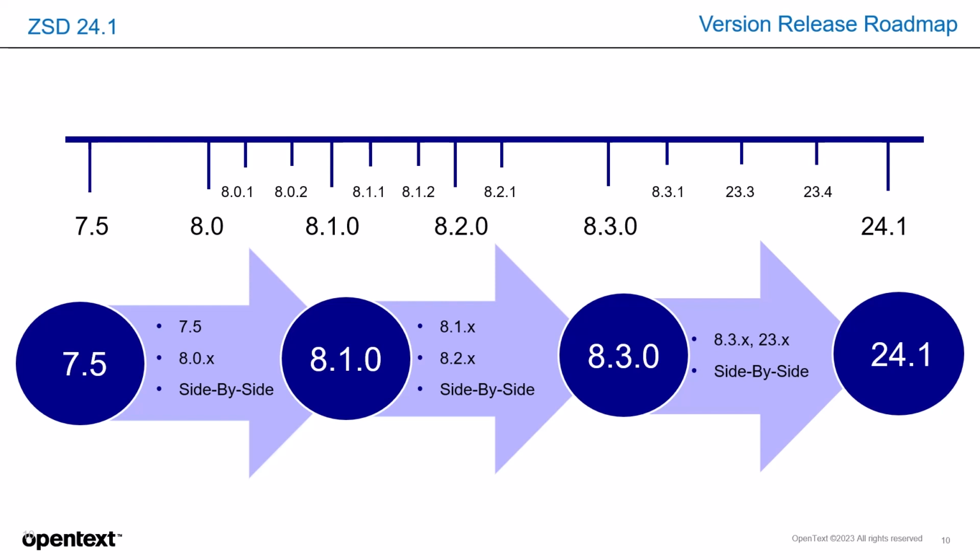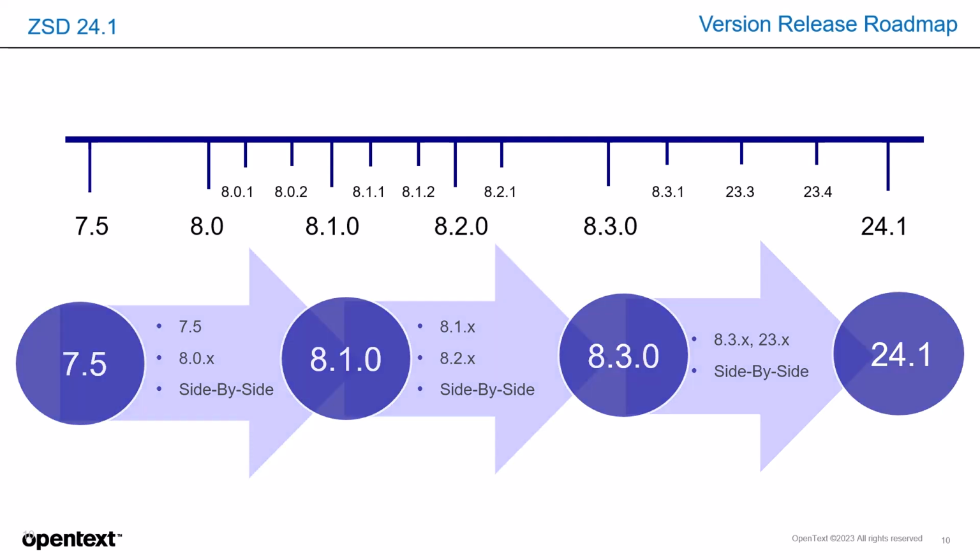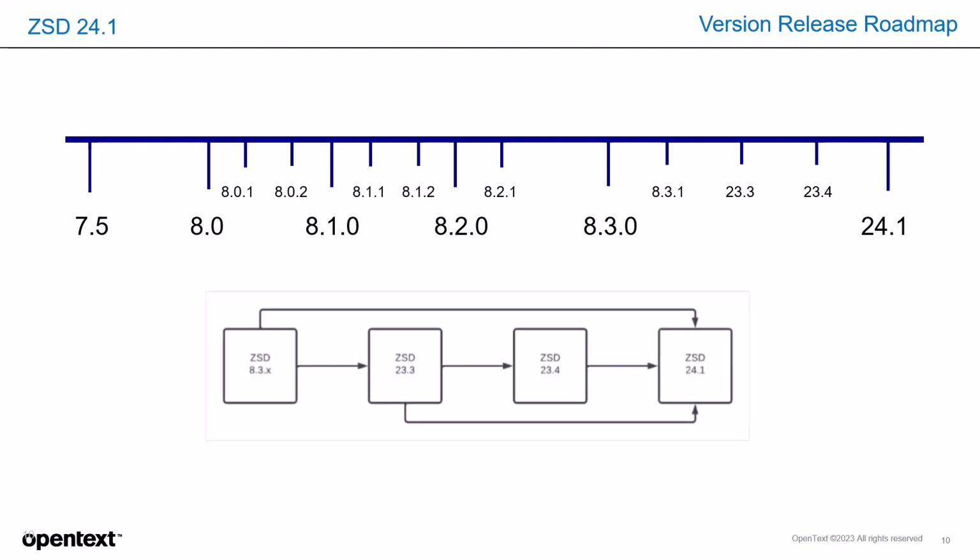So if you're currently at 8.12, you'll need to do a side by side to 8.3.0 and then a side by side to 24.1. You don't have to do the subsequent smaller minor updates because you're jumping to a new appliance which will have all the latest features in it already. If you're at 8.3 or 23.x, you can go from any one of those directly to 24.1.